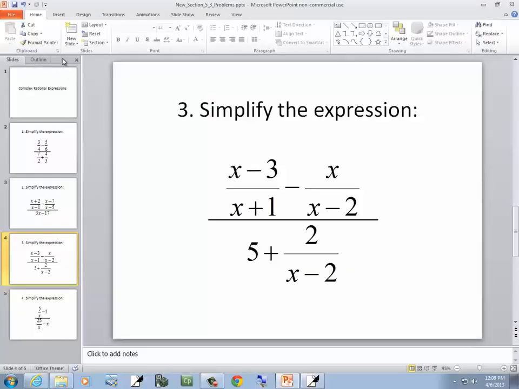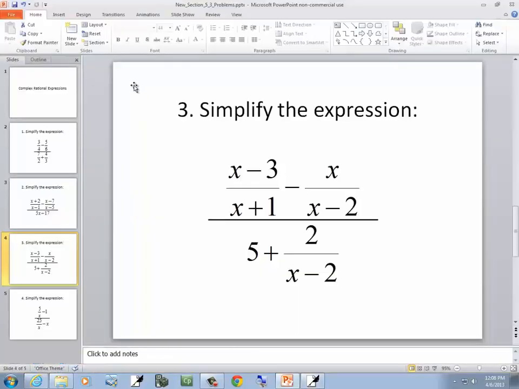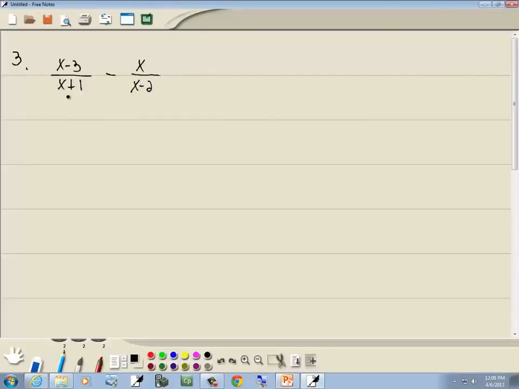Let's look at our third example. We've got x minus 3 over x plus 1 minus x over x minus 2, all over 5 plus 2 over x minus 2. First step, factor all of our inner denominators. We have x plus 1, x minus 2, and x minus 2. We don't have any factoring to do.